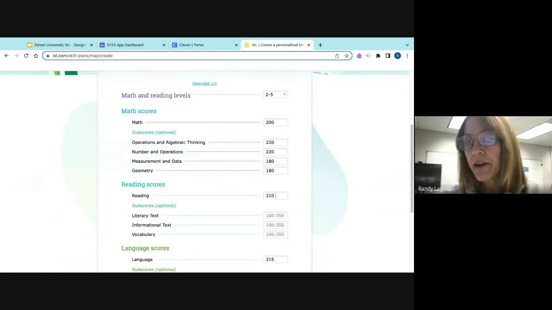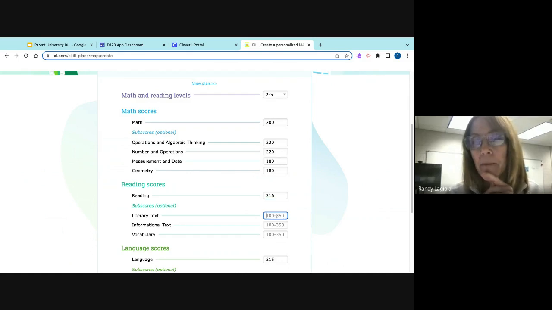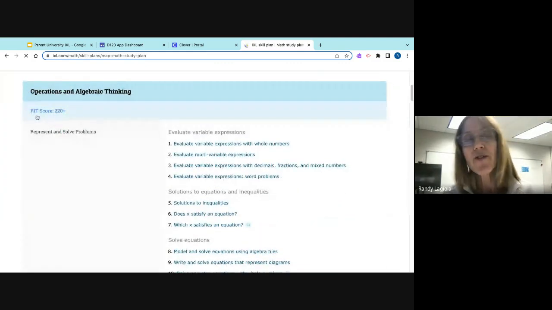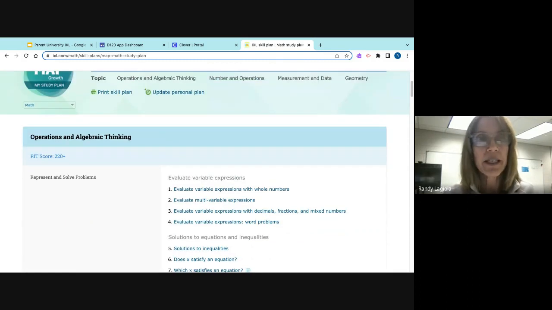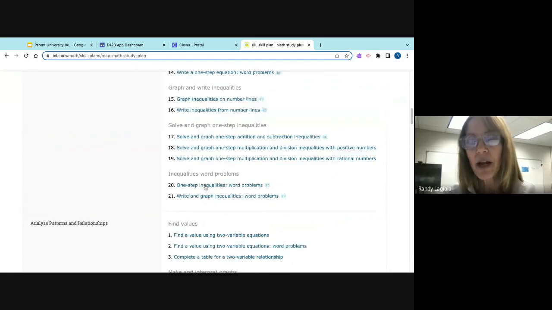So we'll go down to reading. We had the general RIT score here of 210. We'll say that was in the fall, and now we have our new report and we're back up here to 216. We can enter it here. They do give you the breakdown of your scores, so when you get that MAP report, you can enter individual subskills, but it's optional. Same up here with math. Then when you go to view your plan, you're going to be given skills that match the RIT score of any particular area. It starts out with math here. For operations and algebraic thinking, this was the student's RIT score, and these are the related skills to work on.